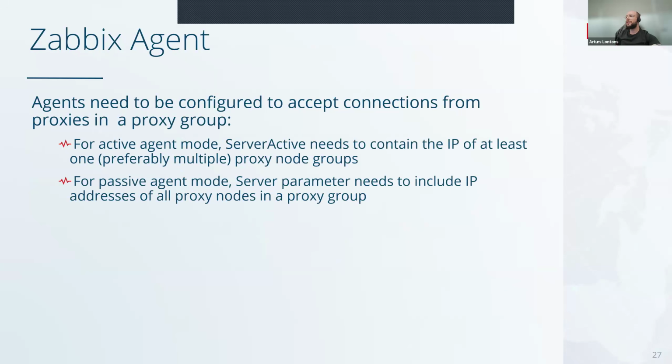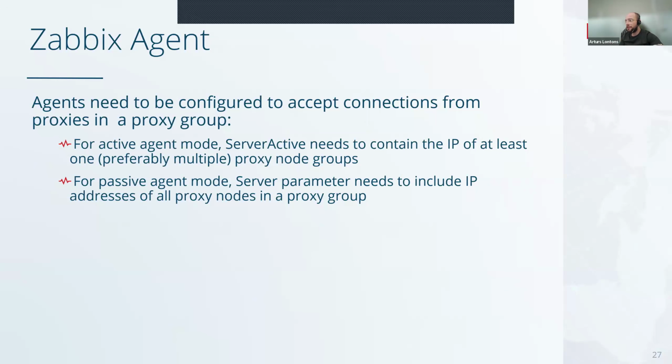Regarding agents, agents need to be configured to accept connections from proxies in a proxy group. For active agents, the server active parameter needs to contain the IP address of at least one, but preferably multiple proxy nodes from the group, because the active agent connects to a proxy from a proxy group, and then it gets told which proxy it should talk to, which proxy it should be assigned to. If we have only a single address in the server active, that proxy could be down, and then the agent will not receive a message that it should connect to another proxy. So have 2, 3 proxies from a proxy group in your server active parameter.